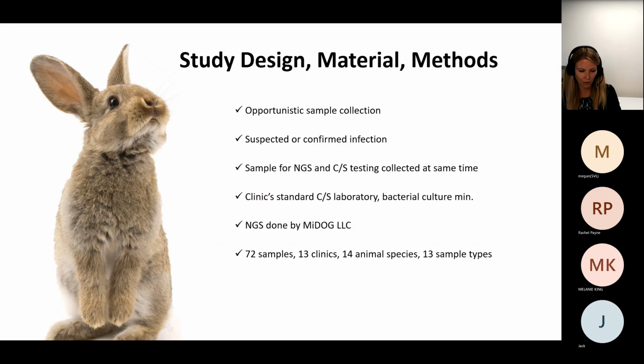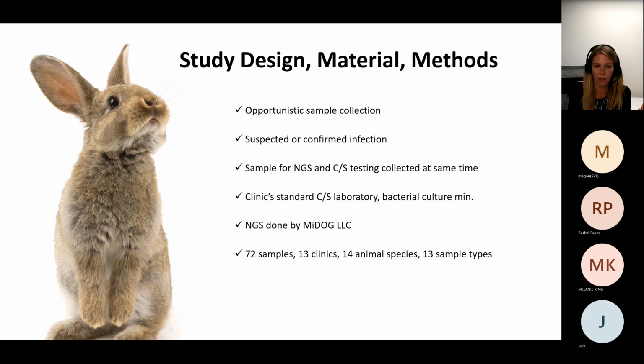And within 2 months, we reached out to all of our clinics that have been working with us in the past. And in just 2 months, we got 72 samples from 13 different clinics. The only inclusion criteria were that it is a patient that is either suffering from a confirmed or suspected infection. So it was not a wellness exam.